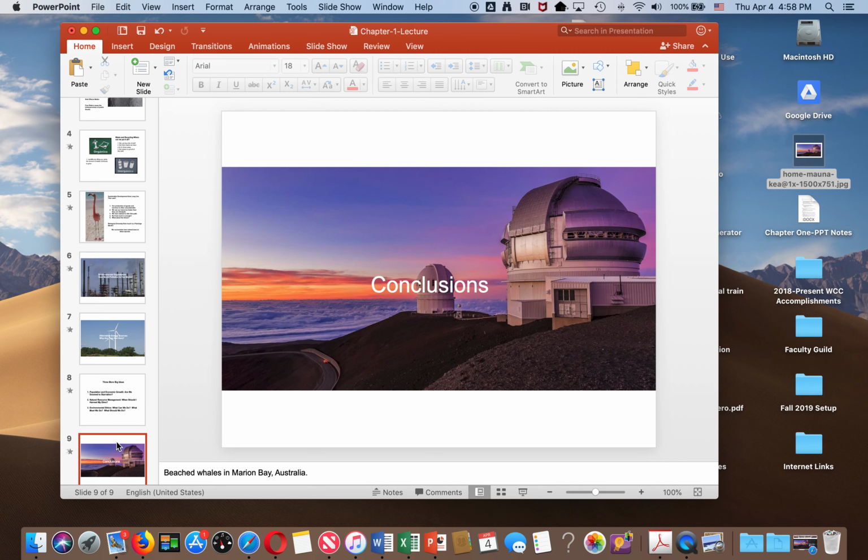Finally, slide 9. Conclusions. And we have a nice picture of Mauna Kea, just as in the book. And this picture shows an iconic view of Mauna Kea with its observatories. Mauna Kea has value to Hawaiians, but it also is valuable to astronomers. It's one of the 2 spots that have the clearest air in the world. I think the other spot is in Chile.